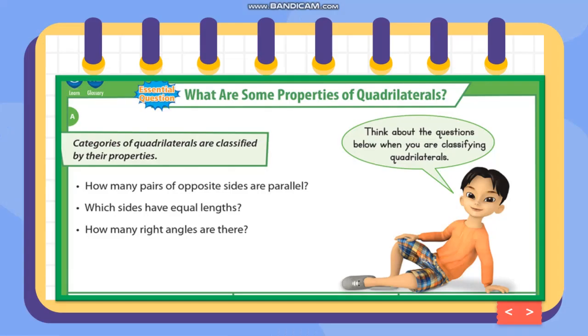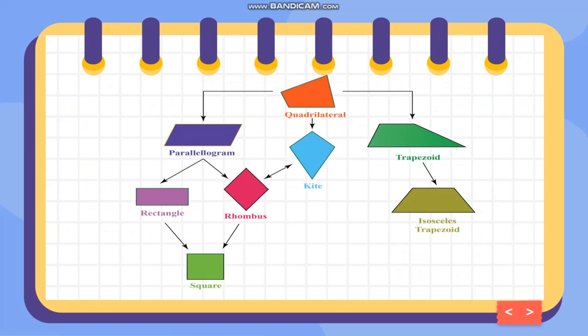What are some properties of quadrilaterals? Categories of quadrilaterals are classified by their properties, just like how many pairs of opposite sides are parallel, which sides have equal lengths, and how many right angles are there. To help you understand easily how to classify quadrilaterals, I will use this family tree, or what we call the hierarchy in classifying quadrilaterals.